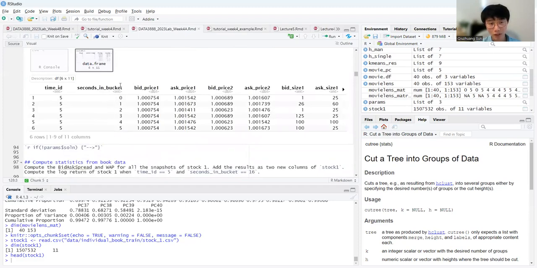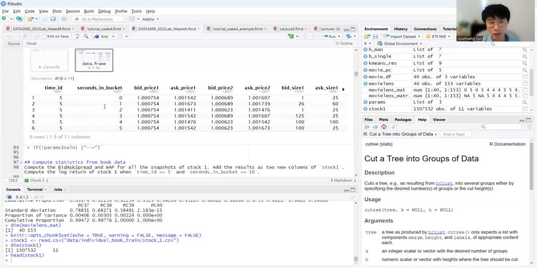So you may wonder why I need to do this. If you just look at this column, it seems that the seconds in bucket is continuous, 0, 1, 2, 3, 4, 5, 6, all the way to 600. But this is not true, because at some specific time points, we do not have any trading record, meaning that the weighted average price at this specific time point just stays constant. So the log return at a time point at which no trade happens is 0.